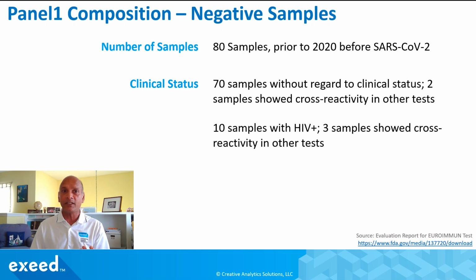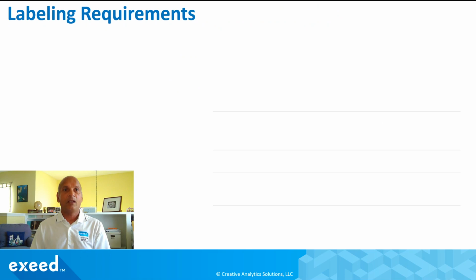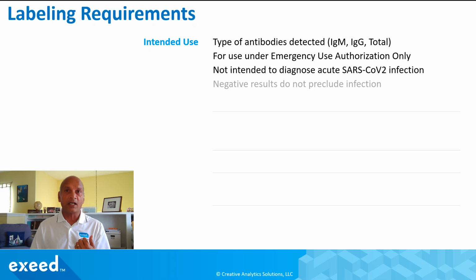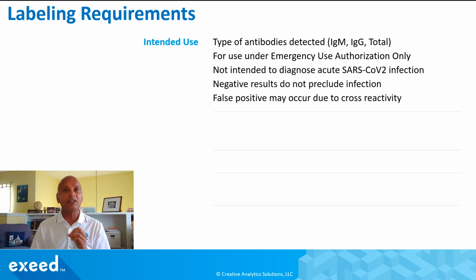Now, in addition to these performance requirements, you can conduct additional studies and produce that information to the FDA, but this is the bare minimum. There are a lot of labeling requirements that you have to be mindful of, and they are mentioned in FDA's letter of authorization. What is the intended use? Does it detect IgM, IgG, or total? You have to specifically mention that it's supposed to be used only under this EUA, Emergency Use Authorization.